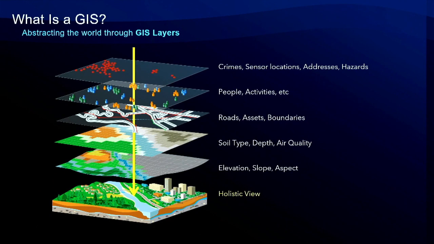So for those of you who are new to GIS, this is the key construct of a GIS, taking the real world and breaking it down to the layer view, which can be combined together to give us a holistic view for the real world. And the layers you use are based upon the questions or entities you want to model.